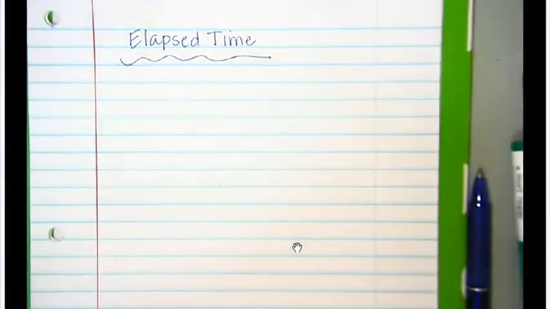Elapsed time. And when we think of elapsed time, we're talking about how much time has passed, or what time it will be in the future, or at what time did we start something. So we're either going to look for a start time, an end time, or a change in time.